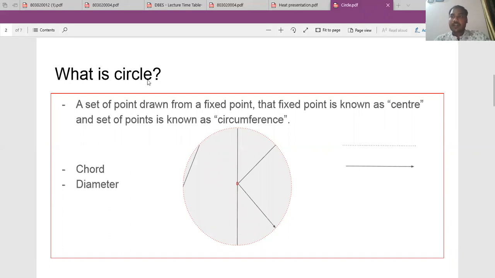There are so many things related to the circle. For example, the motor of the fan is also in a circular shape. So you will get so many applications related to the circle. First we will understand what a circle actually is. A very important thing, the circle. We will define the circle as what.